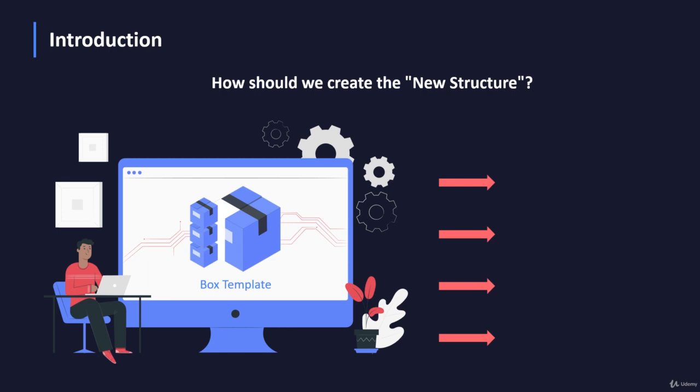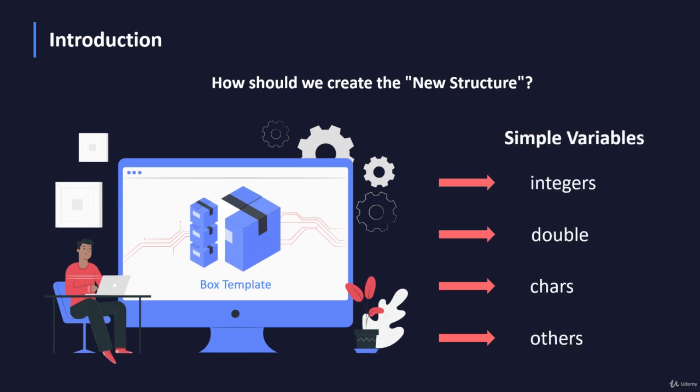So you may recall that we've been using simple variables or standard variables just like integer, double, float, char, and so on. And now we are going to use a new way of creating a box template and then creating box variables. So basically we already have multiple ready-to-use types of variables just like we've seen before, and that's cool. And now we want to create our new structure.